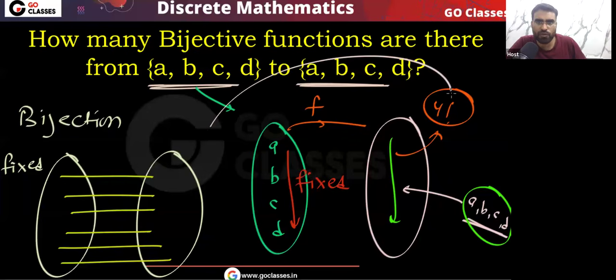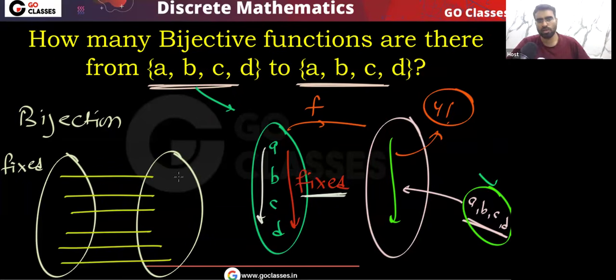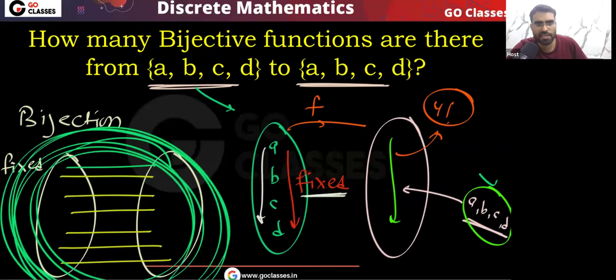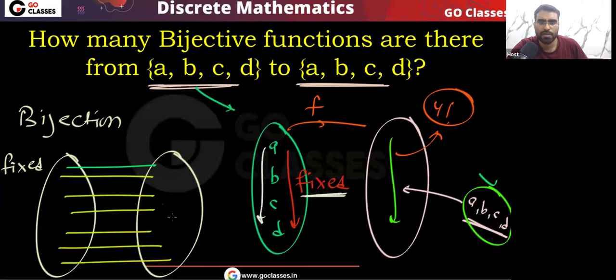And this is another way to find the number of bijective functions. What you do, you fix this domain order, and then you can easily put this codomain in any order, because every bijection has this beautiful one-to-one correspondence structure. So did you understand both the methods? Which method did you like? Both the methods are giving you the same answer, 4 factorial. Understand both of them. Whichever you like, you can apply.